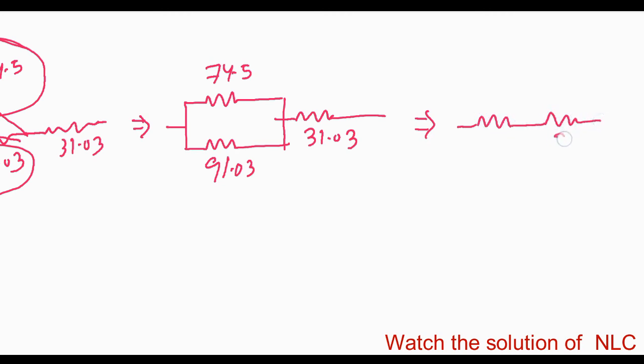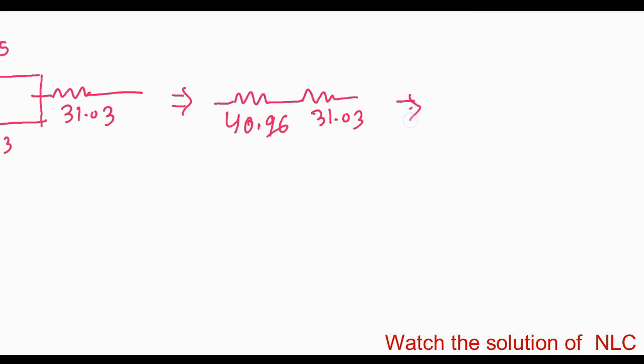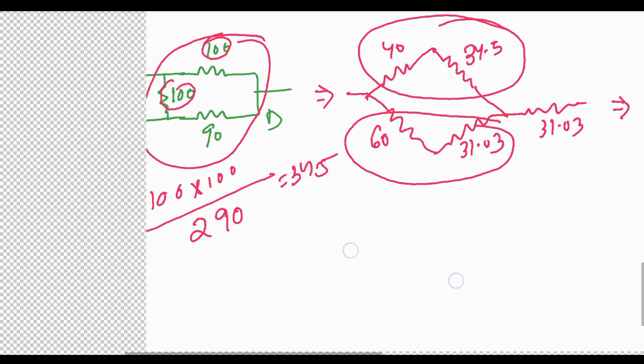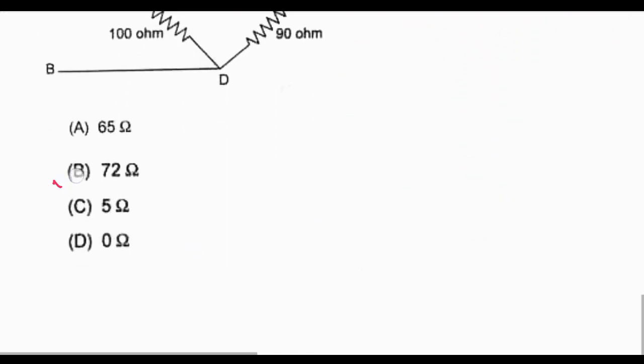So this one is 31.03, and the parallel combination of 74.5 and 91.03 will be equal to 40.96, and the total equivalent resistance we are getting is 71.99, that means nearly equal to 72. So here the answer will be B, 72.